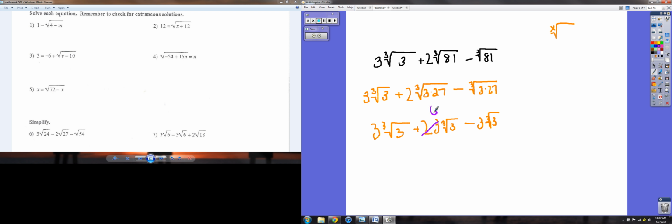Okay, so what do you notice about all these houses and the bases underneath? Cubed root of radical 3, cubed root of radical 3, and cubed root of 3. So they're all the same, so I can simply add or subtract my numbers depending on the sign that's in front of them. So 3 plus 6 is going to give me 9, minus 3 is going to give me a 6 times the cubed root of 3. And this is your final answer.